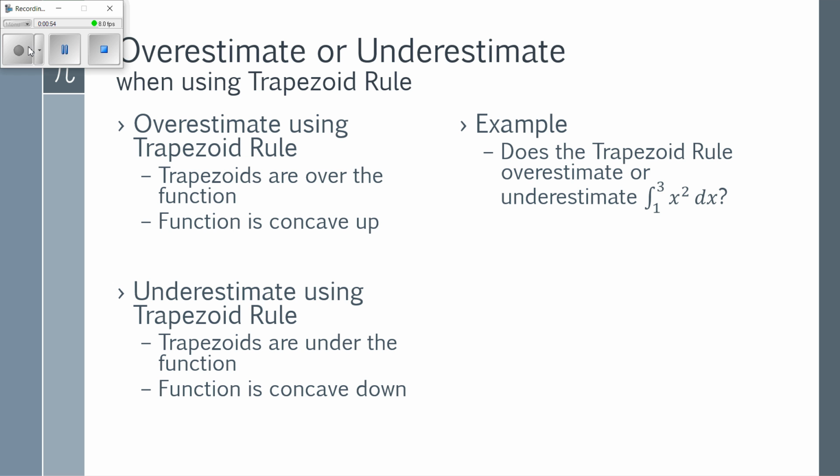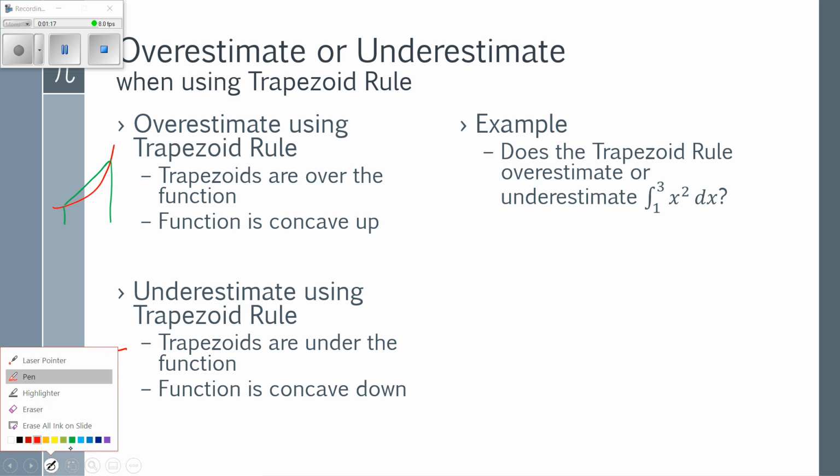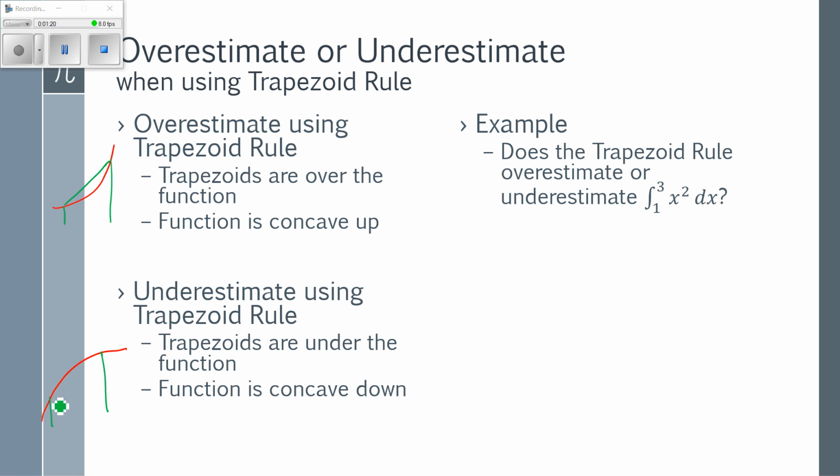So to have an overestimate, if my function is concave up, and when I draw my trapezoid, you'll see that the trapezoid ends up being above a concave up curve. And so that would be an overestimate. But if I draw a curve that's concave down, when I draw a trapezoid, my trapezoid is under the curve and is therefore an underestimate. So to decide if my trapezoid rule is over or underestimating, all I need to do is look at concavity.